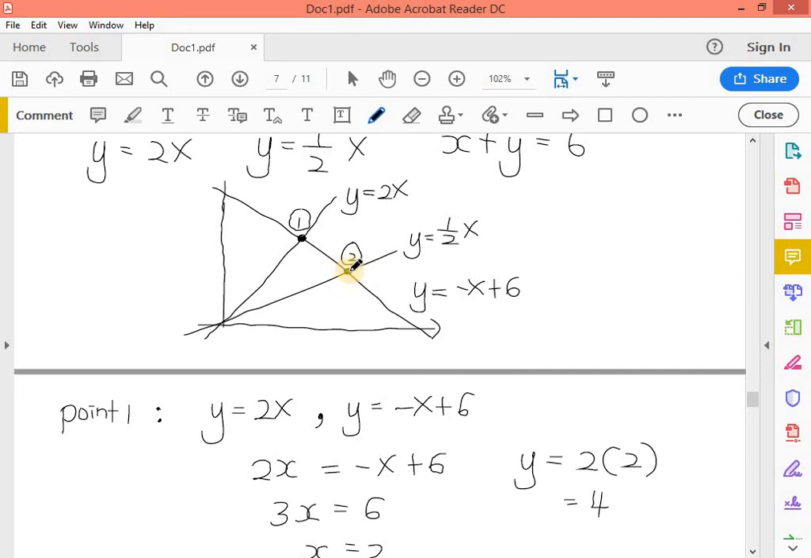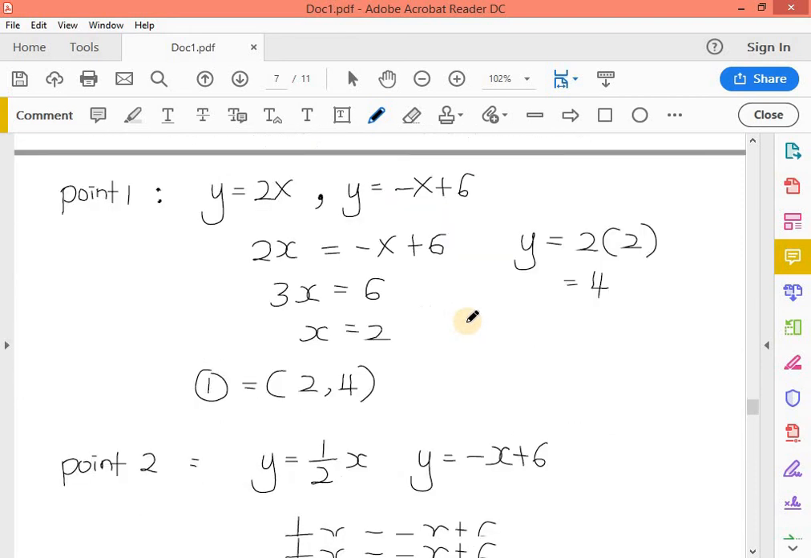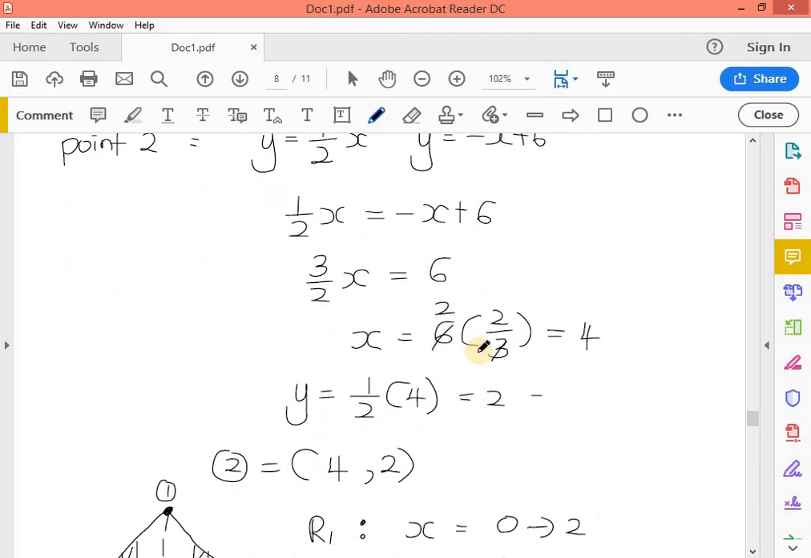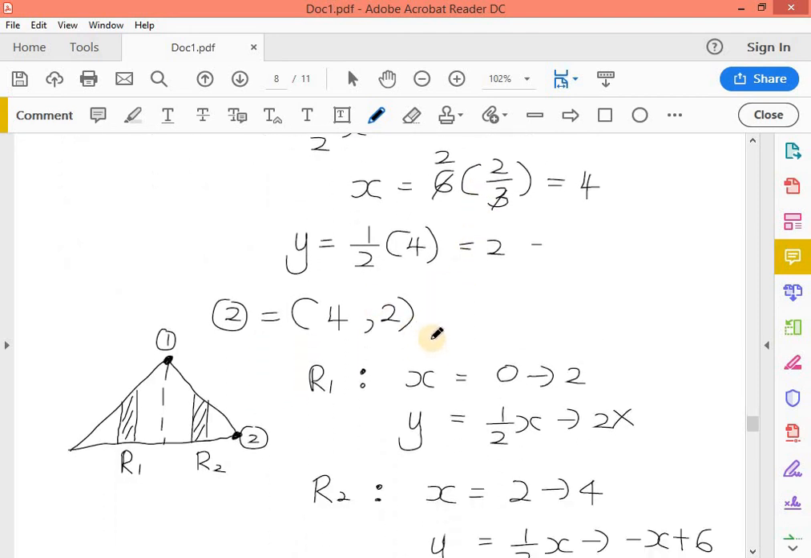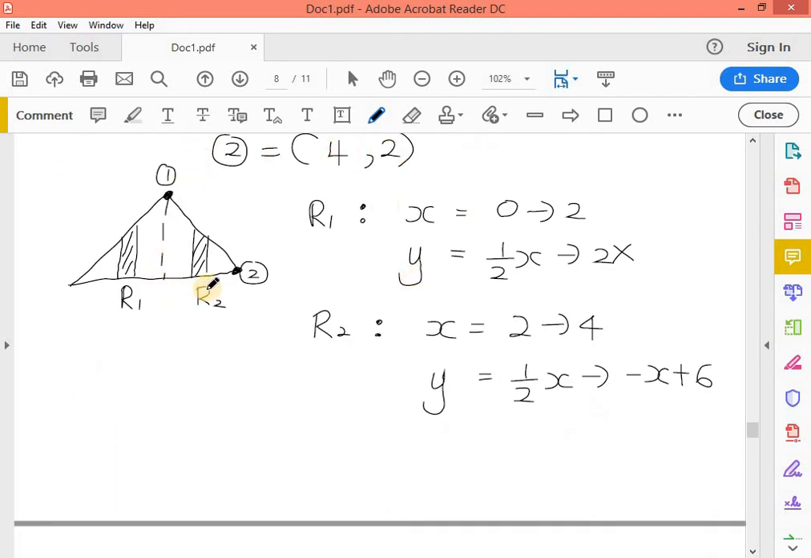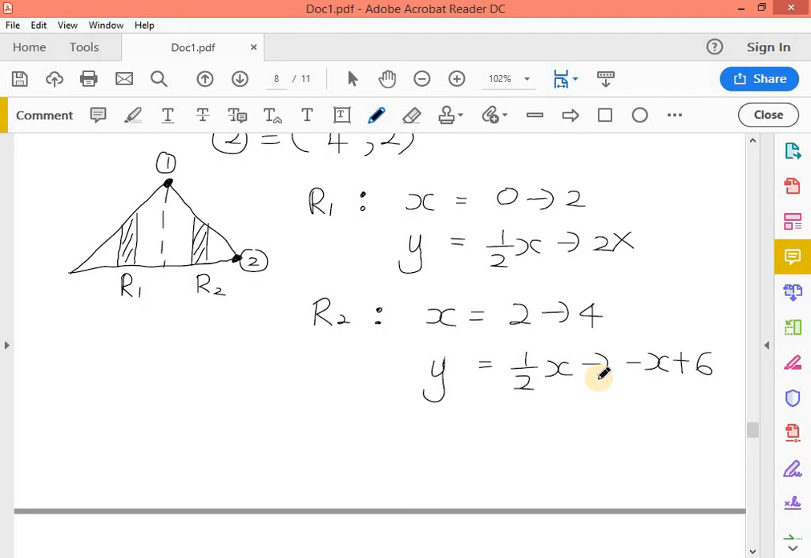This one is also the same, but the equations involved are 1 over 2x and negative x plus 6. These two. So you perform it one more time and then you get another intersection point. Only after you get the intersection points do you know where to split your region. Region R1, region R2. Then you can define your x interval and y interval. Yeah, any questions?